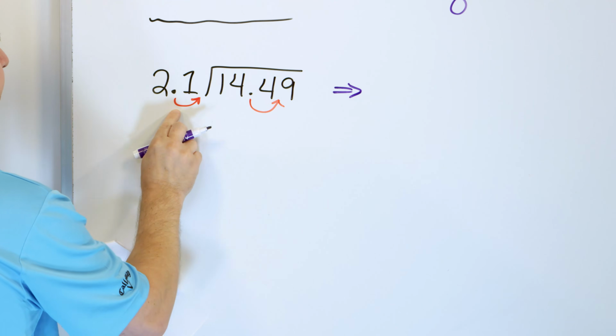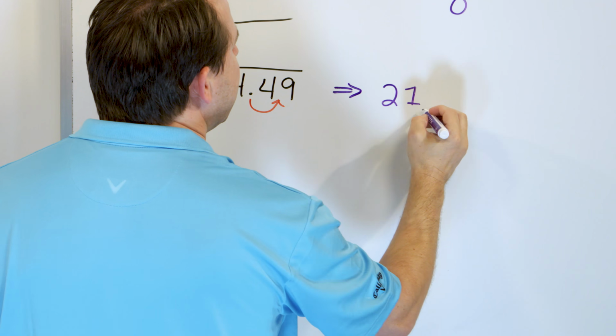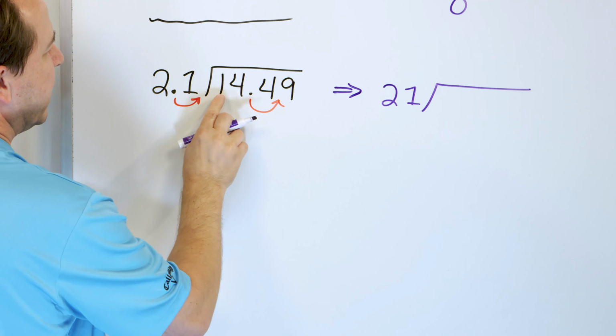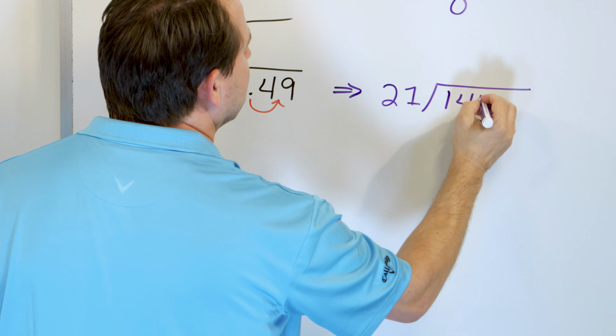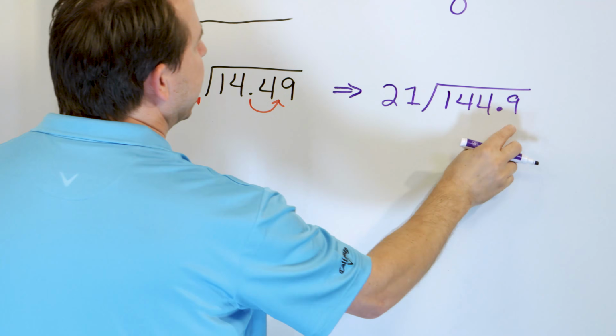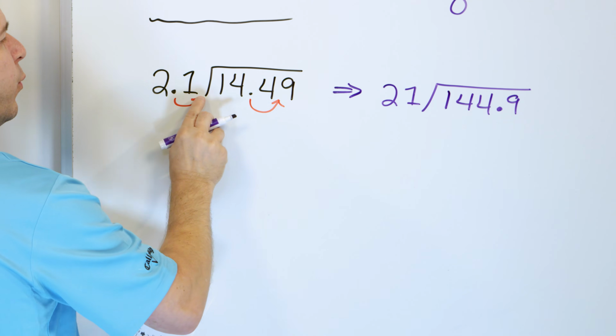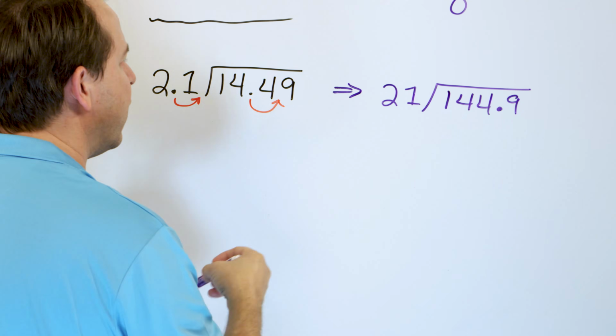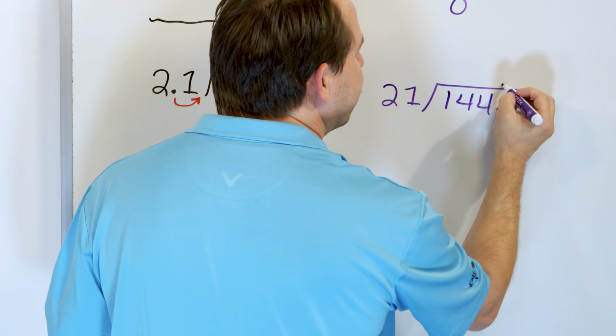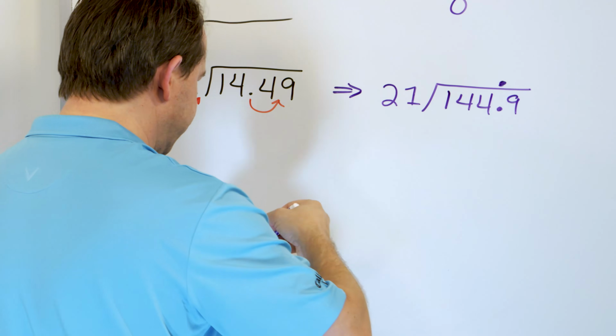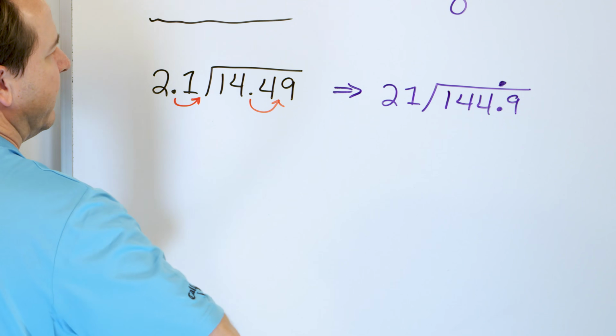So really, this will look like a 21, and under here it'll be 144 with a decimal point here, 9. I move the decimal 1 spot and 1 spot. This is the new problem I'm going to solve. Now my decimal point is here, so I'm going to float the answer decimal point right above it, and then I'm going to start solving the problem.